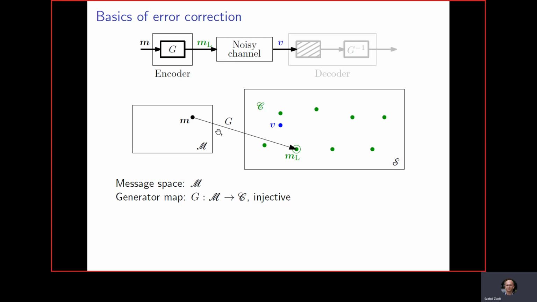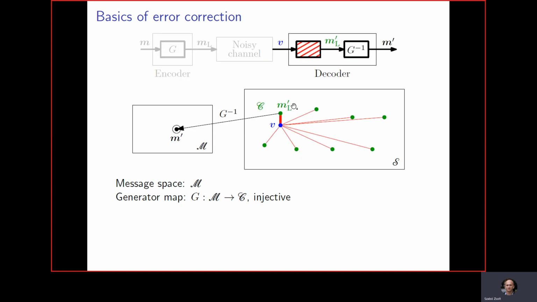Suppose there is a message space M, and this is mapped injectively onto the code by the generator map G. A message M is encoded into a logical message ML, and this is sent through the noisy channel. Now, for the sake of illustration, let's assume that the received signal V is closest to this code word here. Now, the decoder falsely assumes that the input of the noisy channel was this code word ML' and decodes it to the wrong message M'. Regardless of the quality of this method, finding the code word that is closest to the received signal V is a problem, and this is the motivation for linear codes.